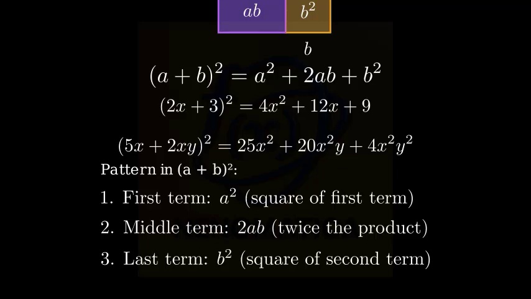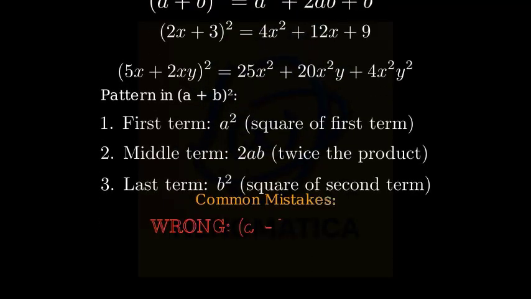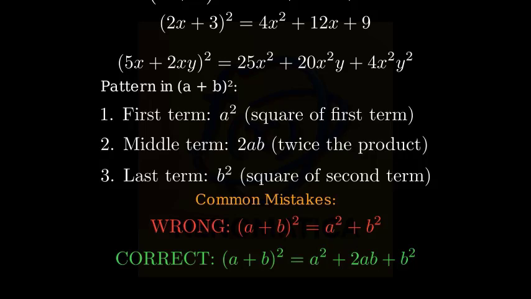Let's talk about some common mistakes students make when squaring binomials. A very common error is thinking that (a plus b) squared equals a squared plus b squared. This is incorrect. Remember, we need the middle term, 2ab.